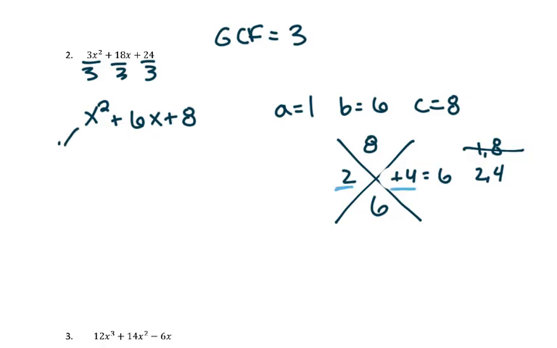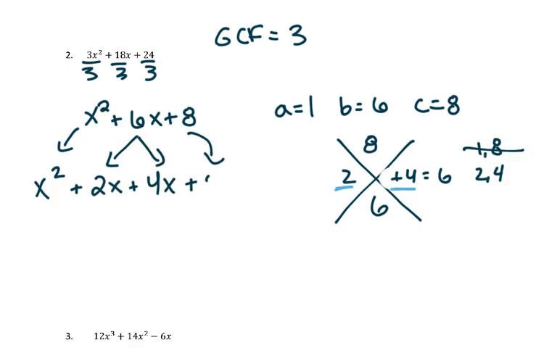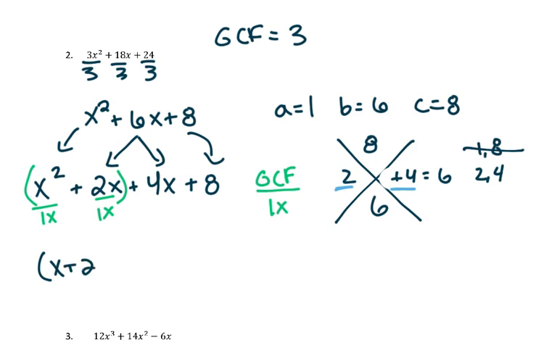We're going to split the middle term. So we have x squared, split the middle term, plus 2x plus 4x, bring down the 8. Group the first two. GCF for the first two is 1x. When we divide by that, we get x plus 2. GCF for the second set is going to be 4. And I know it's a positive 4 because it starts with a plus. So if I divide by 4, I wind up getting x plus 2.